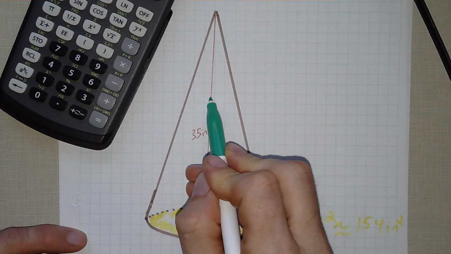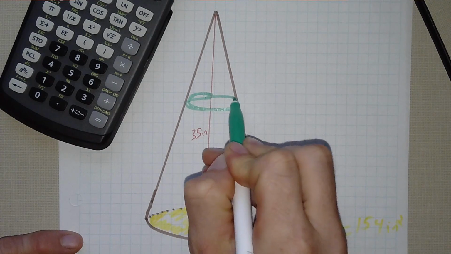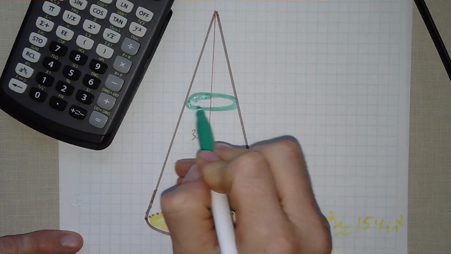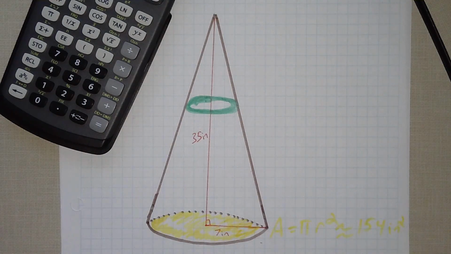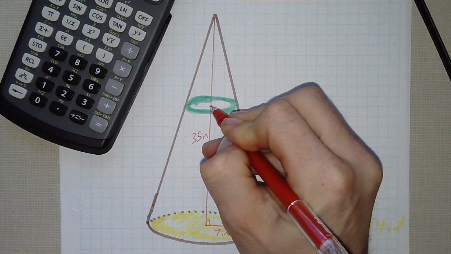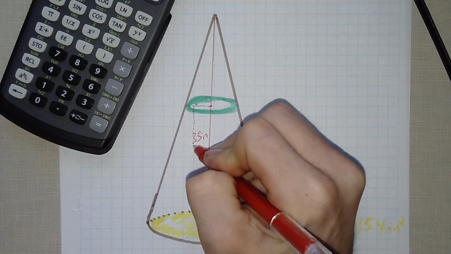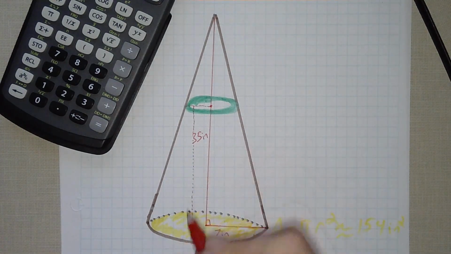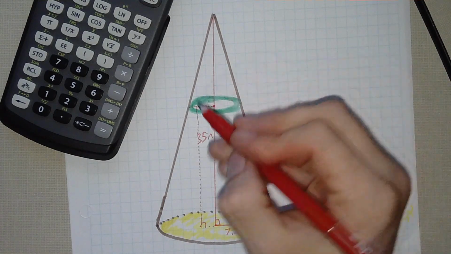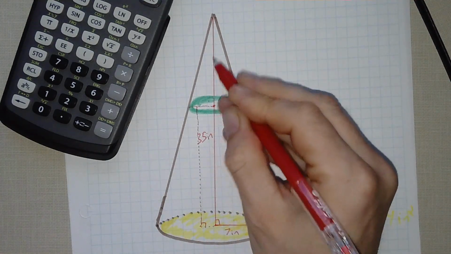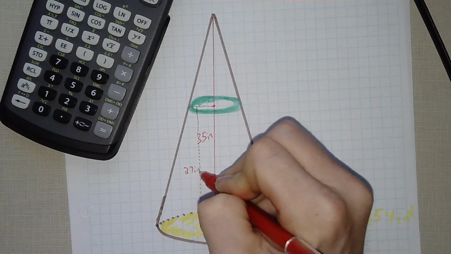Okay, but then they're like, hey, what is the area of this circle up here, whose height is at this height here? This height here is less than 35 inches. We'll say this would be like 27 inches. Yeah, 27 inches seems about right.